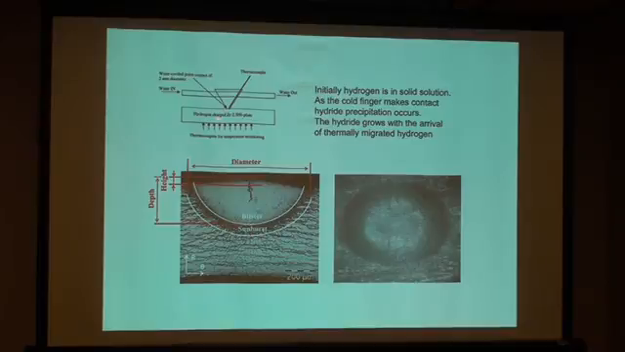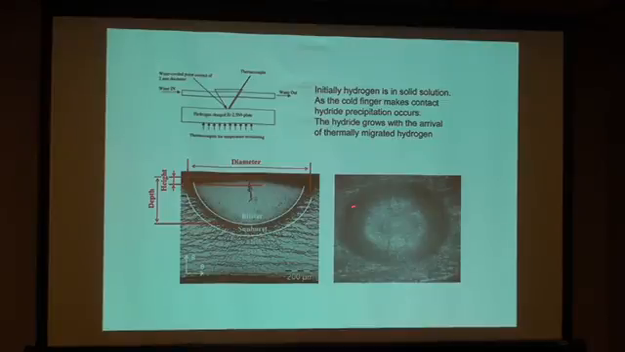And the zirconium plate is charged with hydrogen, and the thing that happens when you get this cold spot, you get the temperature distribution and the hydrogen starts migrating towards the cold spot. And when the concentration is enough, it starts reacting with the zirconium and forms a hydride.